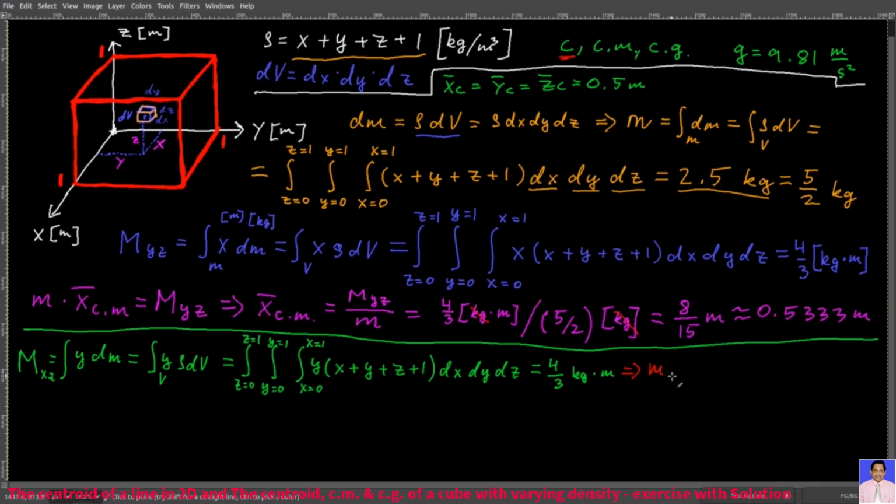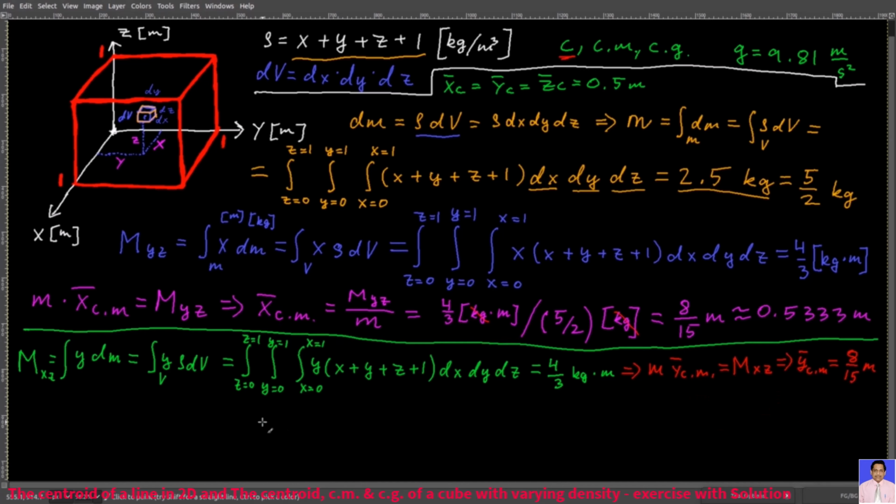And so the total mass of the cube times y bar cm, that's this mxz, and so y bar cm also equals 8 over 15 meters. You get it if you divide mxz over the mass of the cube. As you can see, y bar cm is the same as x bar cm.